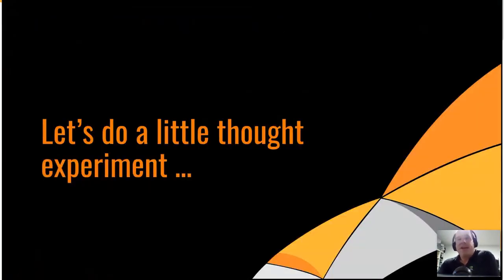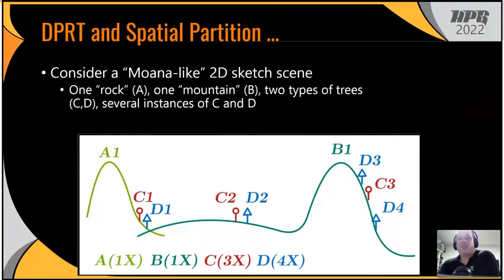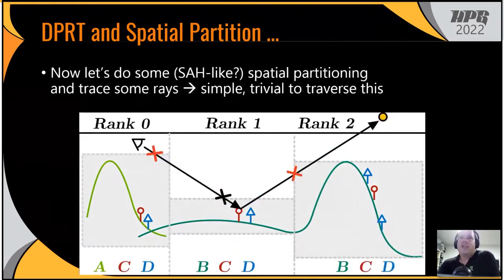So with that in mind, take this kind of content and spatial partitioning and do a little thought experiment. Take this dumbed down 2D, 1D, whatever example of Moana. You have two base meshes, a rock and a mountain, the two green lines. And you have two types of trees, red and blue, and multiple instances of each. Let's do a spatial partitioning that splits it into three ranks. I would claim that's actually a pretty good partitioning.